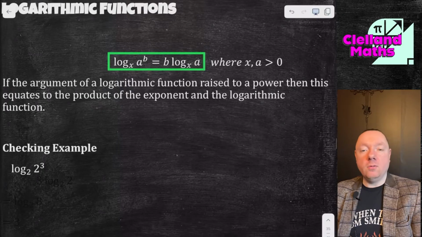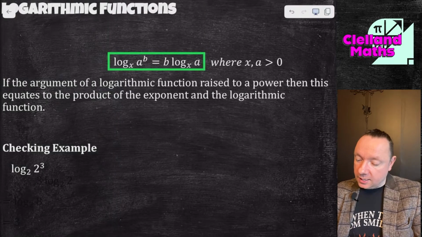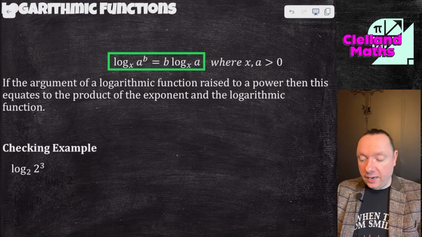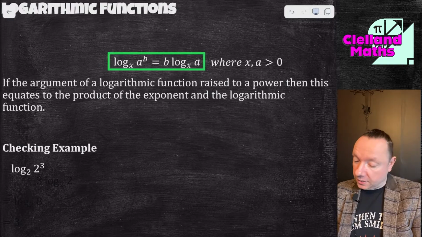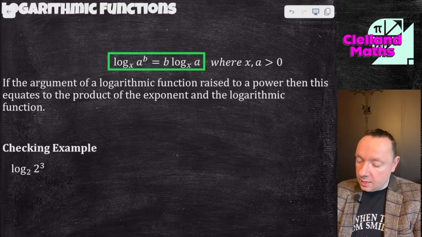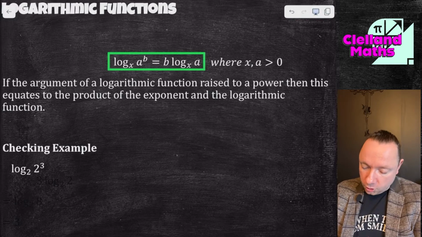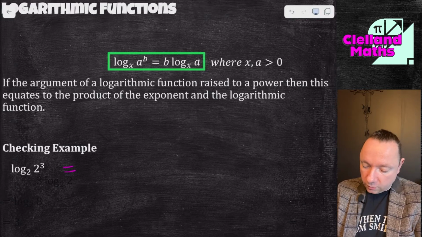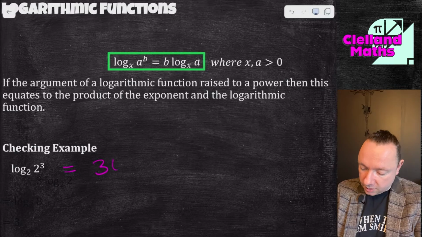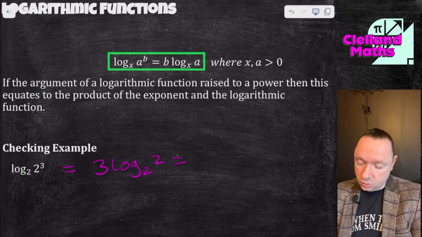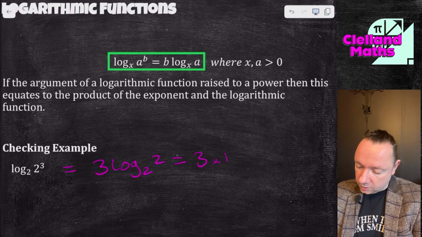Another rule of logs that we can show quite similarly is that log base X of A to the power of B, I can just bring the B down to the front. It equals B log base X of A. So in other words, log base 2 of 2 cubed, since it's a power, I can take the power to the front and that just leaves log base 2 of 2. But remember, log of the base itself is 1. So that's 3 times 1, which is 3.